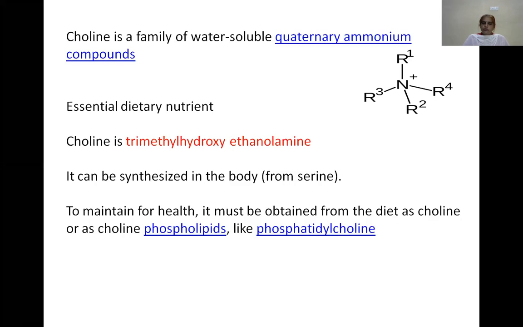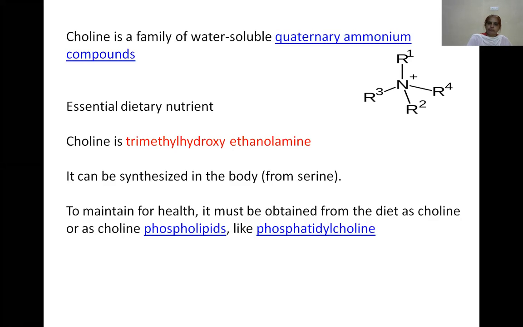To maintain health, you should obtain choline from the diet, either as choline or as choline phospholipids, because it is a phospholipid compound. Phosphatidylcholine is an example of a choline phospholipid.